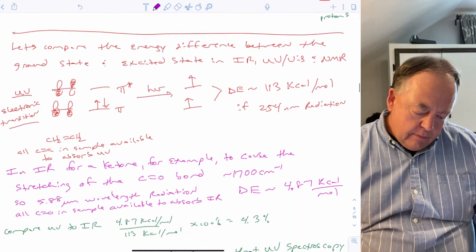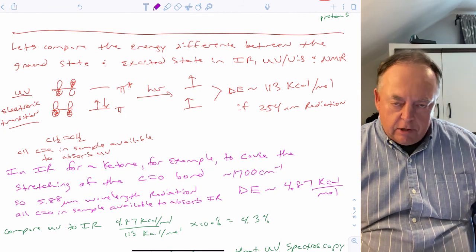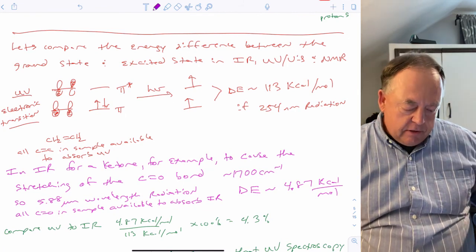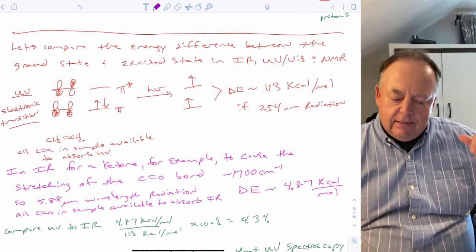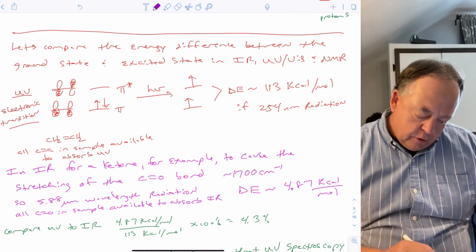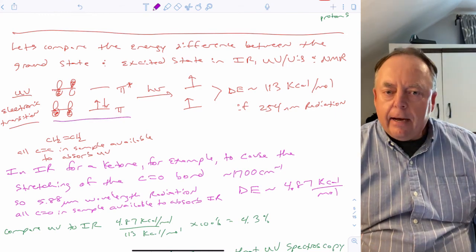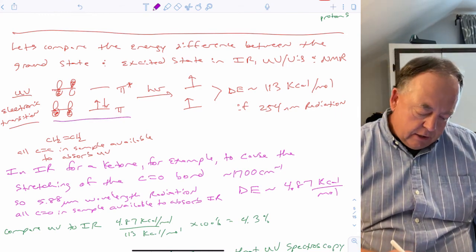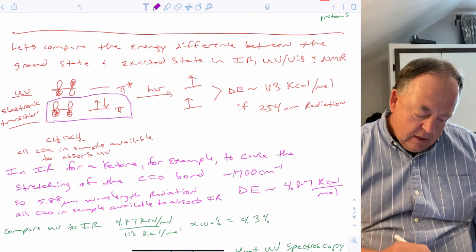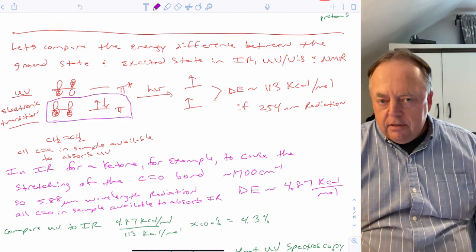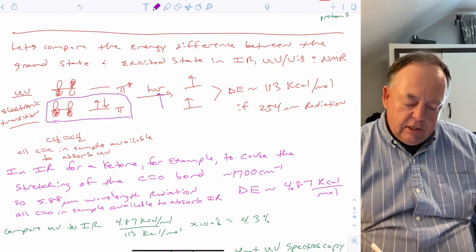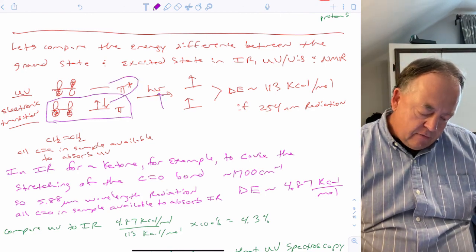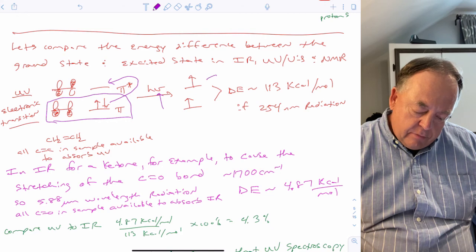Okay, so we've talked about UV vis spectroscopy, IR spectroscopy, and NMR spectroscopy. So let's talk about the energy difference between the ground state and an excited state. For UV spectroscopy, if we're talking about a pi to pi star transition, the ground state would be both electrons are in pi. And then if you hit it with the right frequency radiation, you can excite an electron from pi to pi star. So that would be the excited state.